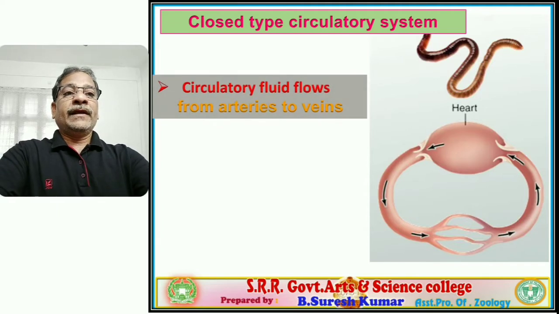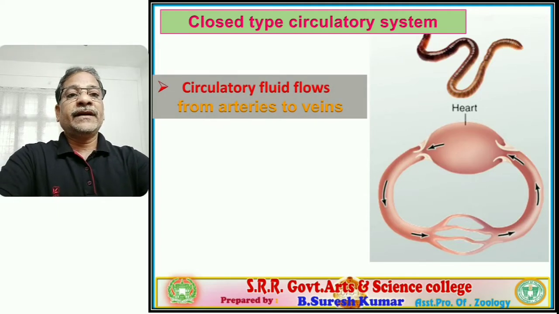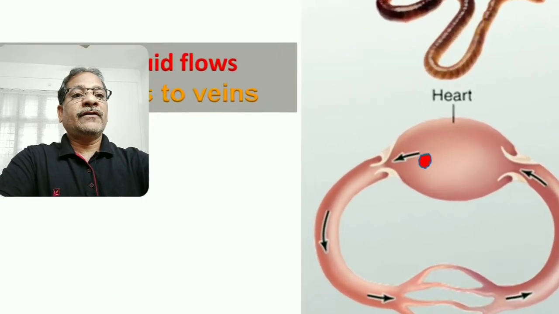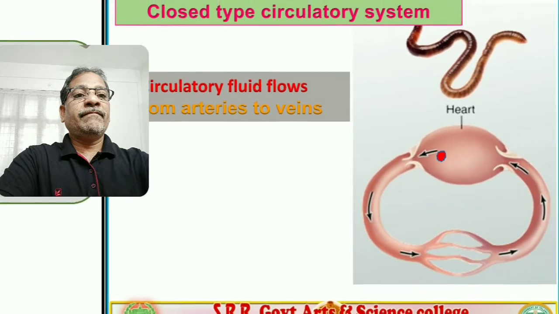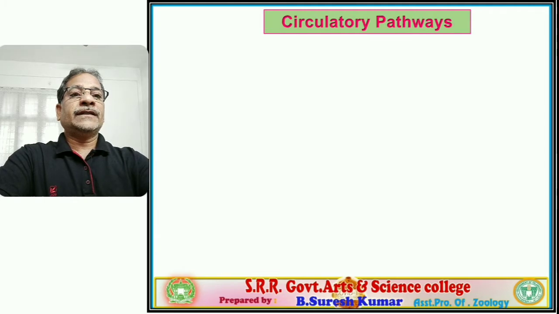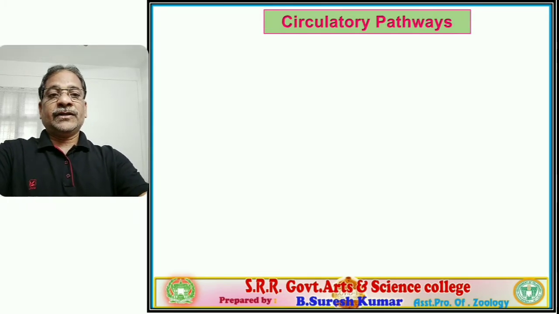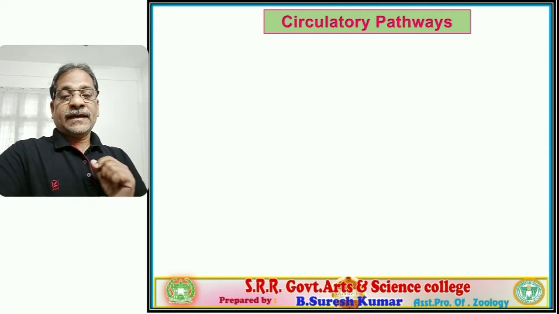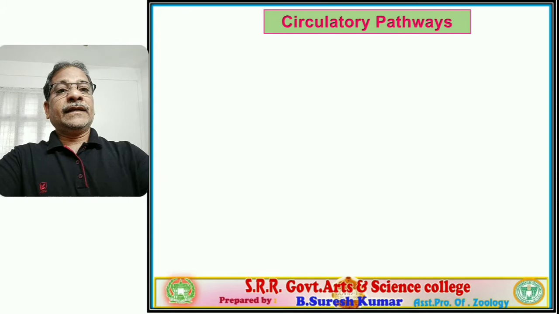Let us see a visual representation for it. Circulatory fluid flows from arteries to veins. So this is the annelid earthworm, the heart of earthworm, with a blood red color, and the marked dot is going to flow in the vessel. And ultimately from one vessel it moves into another vessel, so it never comes out. So that is the closed type of circulatory system. Followed? Right.